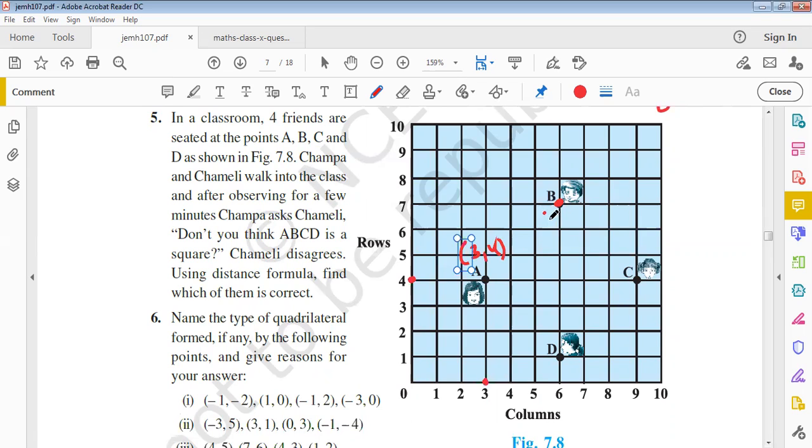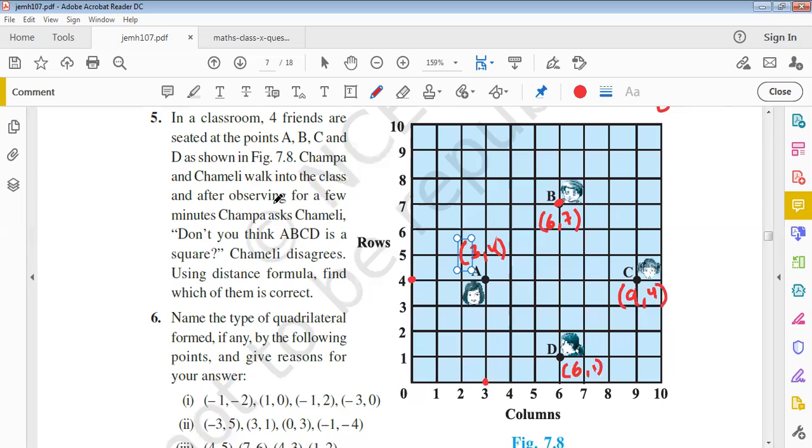Sir, 6, comma 7. First x-axis, then y-axis. Then what about this one? 9, comma 4. Right, very good. And D point? 6, comma 1.